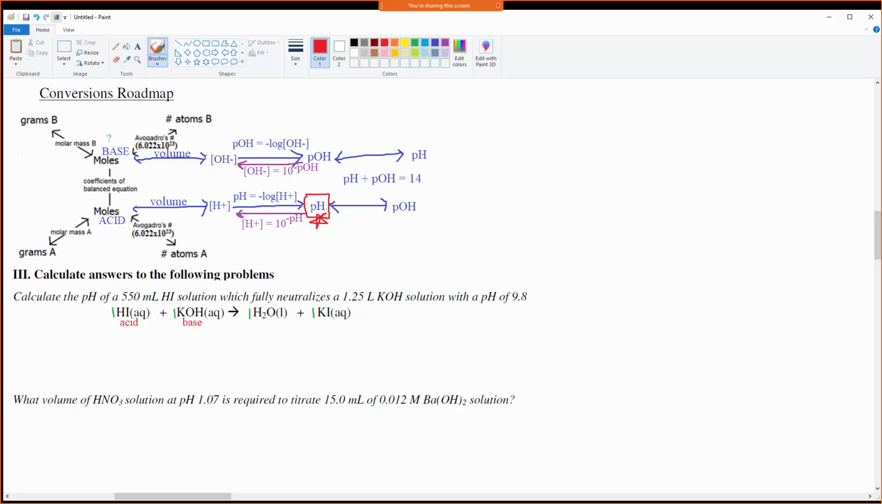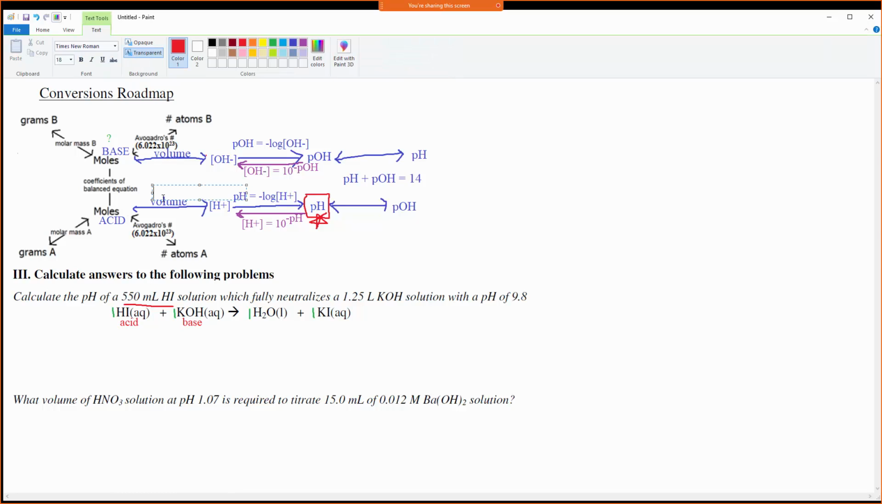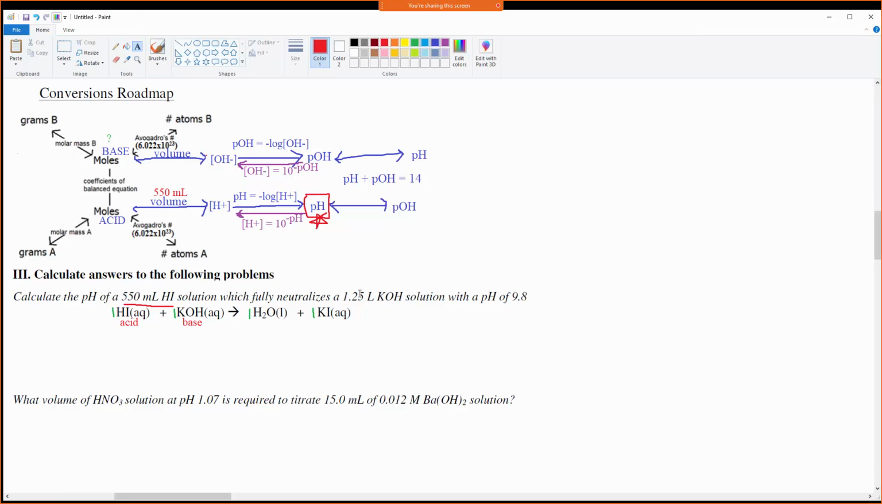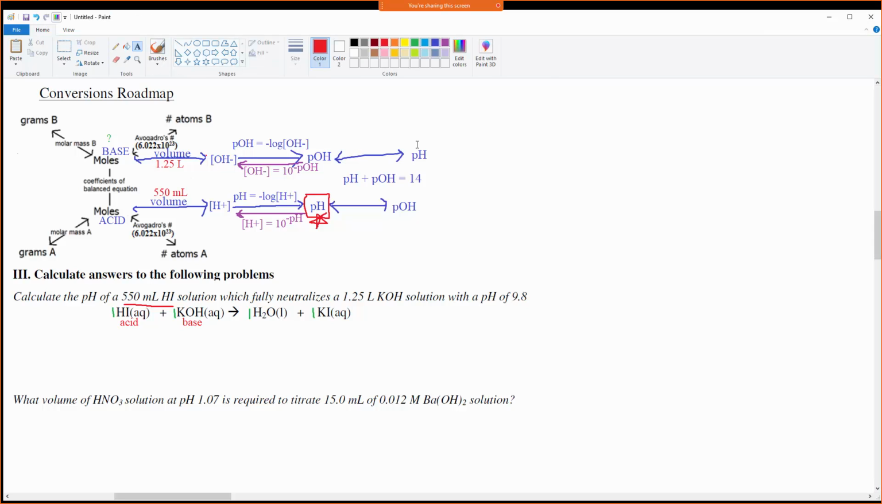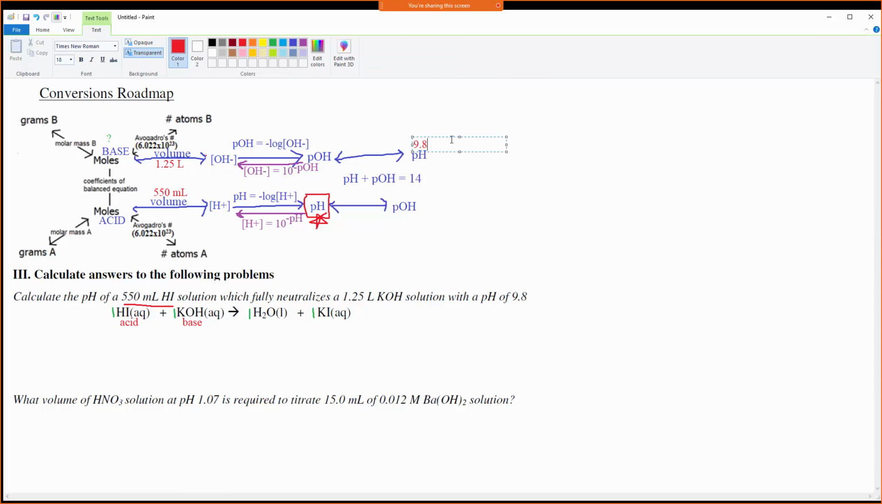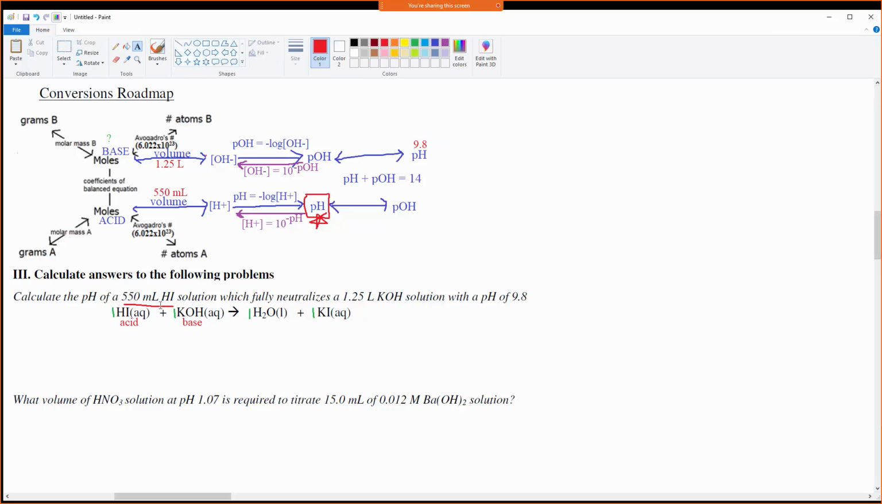All right, and what did they give me? They gave me the volume of the acid, 550 milliliters of HI solution. They gave me the volume of the base, 1.25 liters base solution. And they gave me the pH of the base. That comes 9.8, all right? See why it was really important for me to identify what's the acid and the base, because I'm looking for a pH and I was given a pH, and there's 2 pHs on here, and it's important to know which one you have and which one you're looking for, okay?